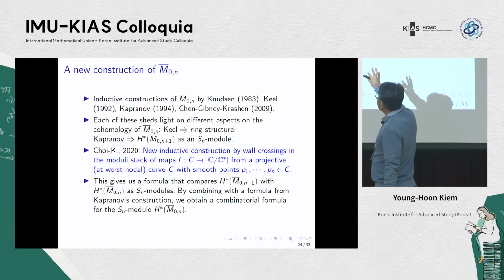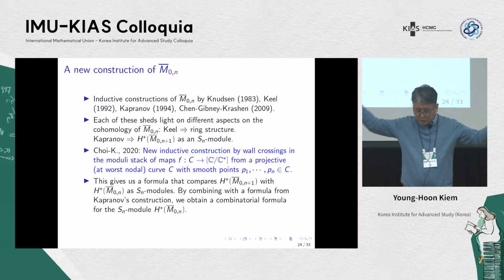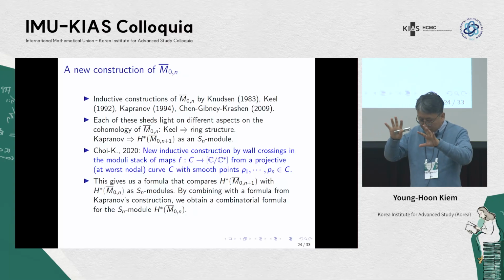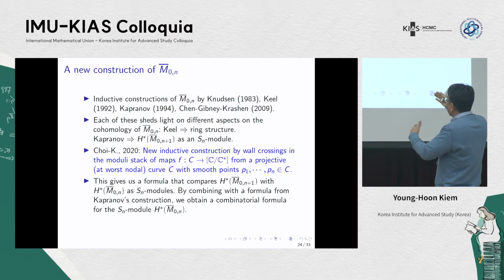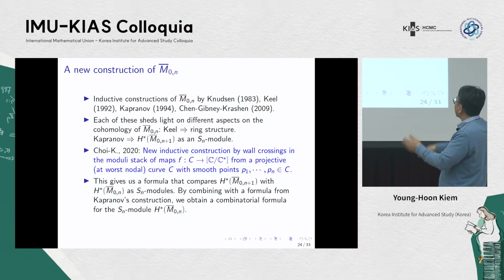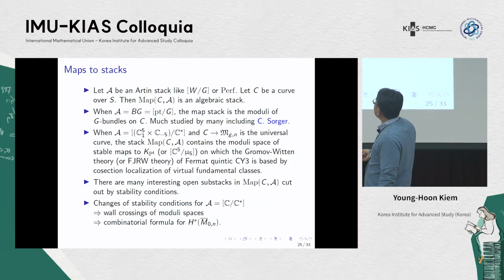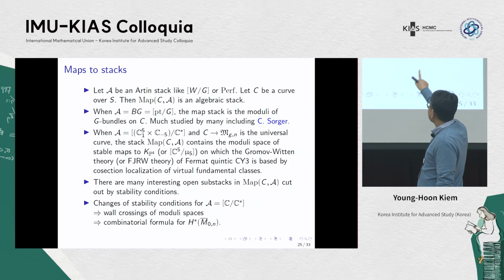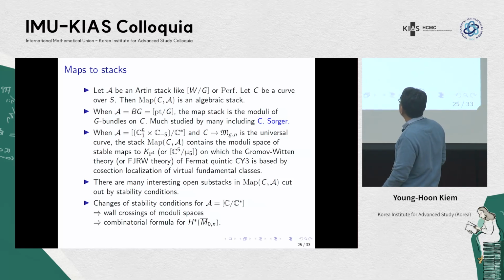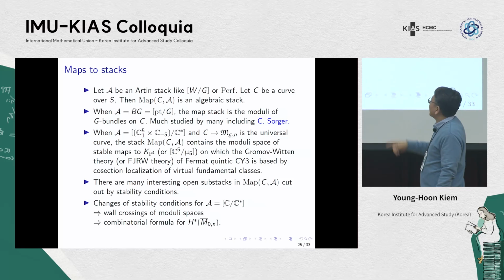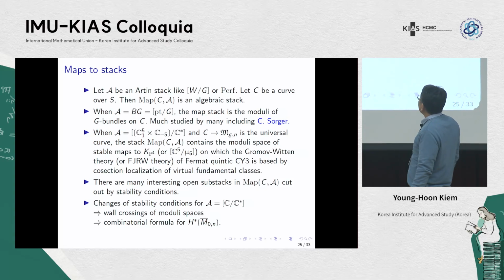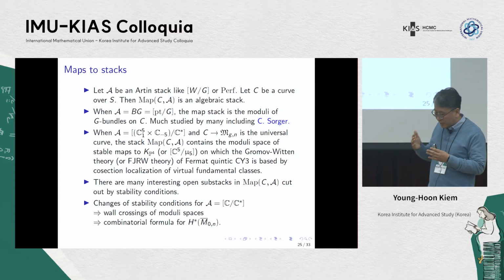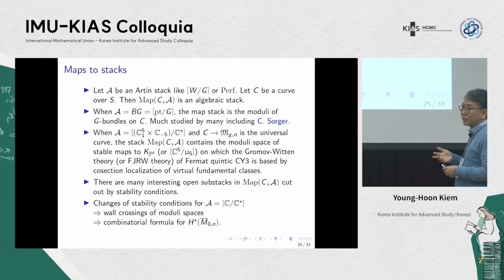So in this perspective, first you think about a very big moduli stack, and then you think about many different stability conditions. That gives us many different compactifications. And by thinking about wall crossing, you can find a new construction of M0,n bar. So let me go through the basic ideas. We start with an Artin stack, like a quotient stack or the stack of perfect complexes. For instance, when the stack A is BG, a point mod G, where G is a reductive group, then the map stack, the stack of maps from a curve to A, is the moduli stack of G-bundles on C.